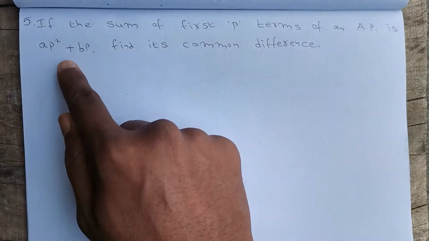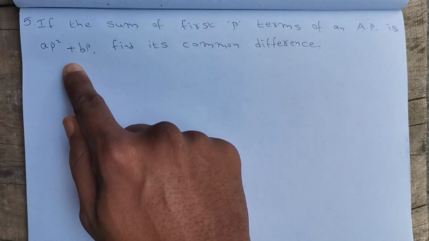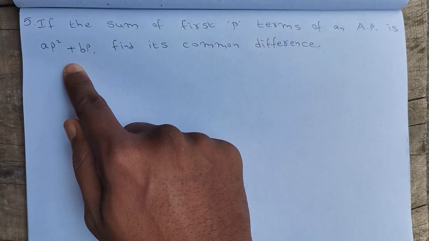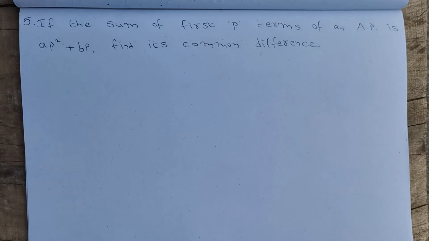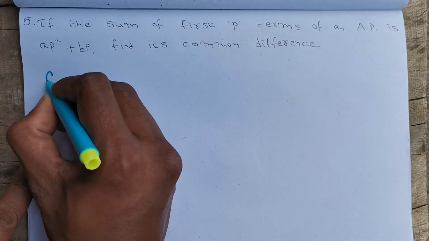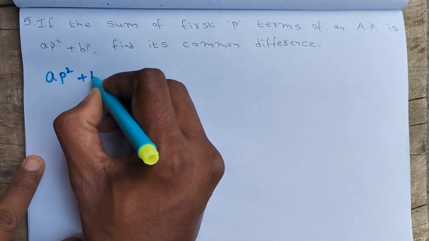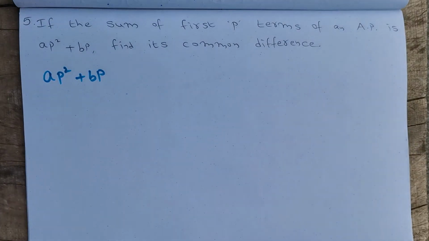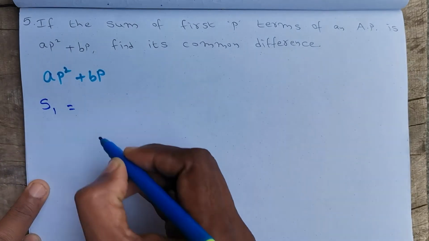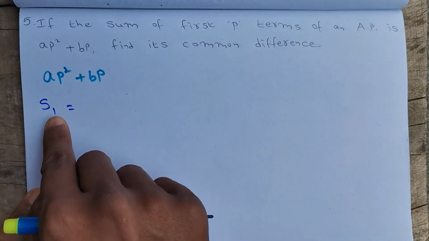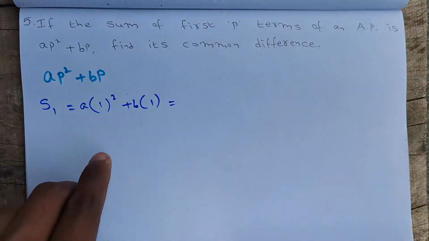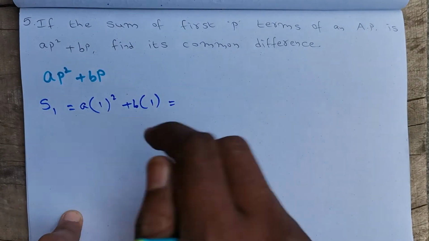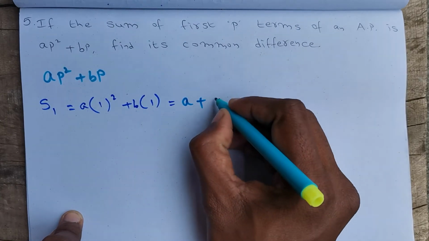So when they give this as the nth term and when they give this as the sum, a lot of difference will be there. So you need to understand it very well. Okay, now here the sum is given. So first, ap square plus bp is the sum of the first p terms of an AP. So p terms are there, right? First I am taking only one term, the sum of one term, which means wherever we have p we need to substitute 1. So a into 1 square plus b into 1. 1 square is 1, so 1 into a, plus b into 1, b.